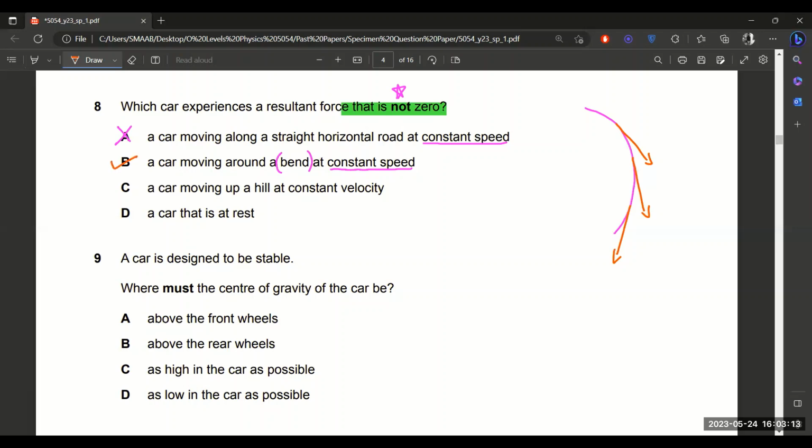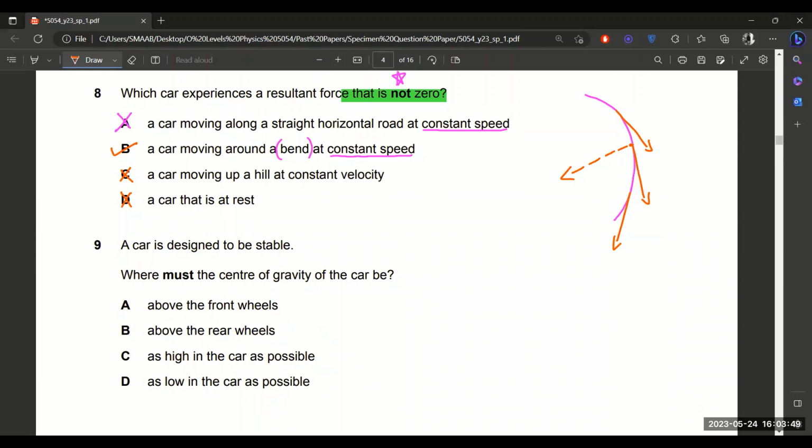You may also check the other options, a car moving uphill at constant velocity and a car at rest. So C and D are also not possible. B is the right choice because in circular motion, our resultant force will always act towards the center. There is a change in velocity because the direction of velocity is always changing. Due to that change, we also calculate the centripetal acceleration in a circular path. That is because of the change in direction.